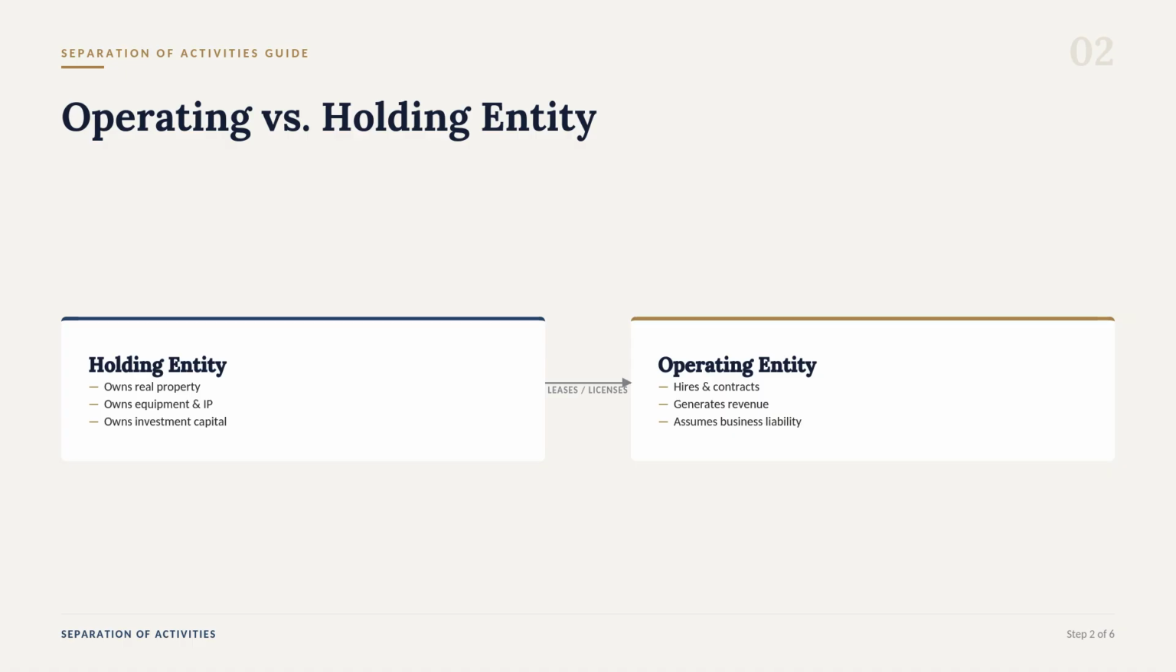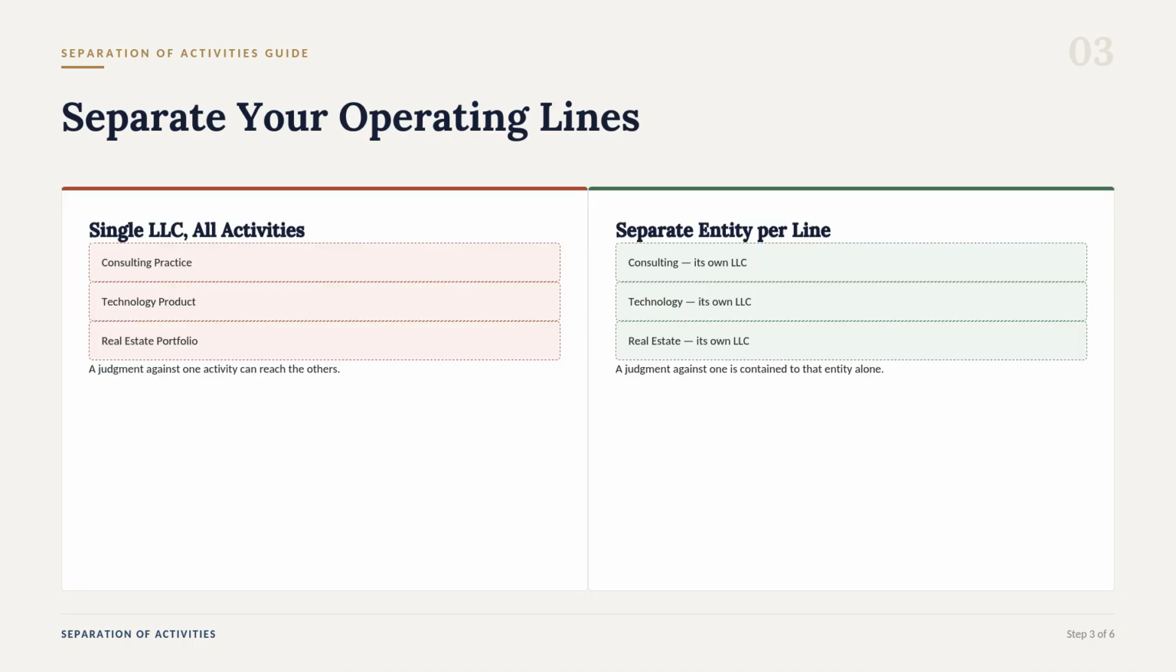Done properly, a creditor of the operating entity has no recourse against the holding entity's assets, but only if the two are genuinely separate, with their own accounts, real capitalization, and documented, arm's-length agreements between them. A holding entity that exists only on paper won't survive a court's scrutiny. Step 3. Separate your operating lines from each other.